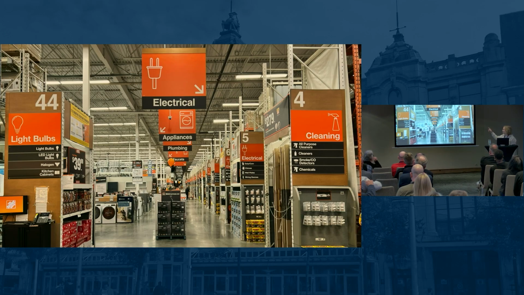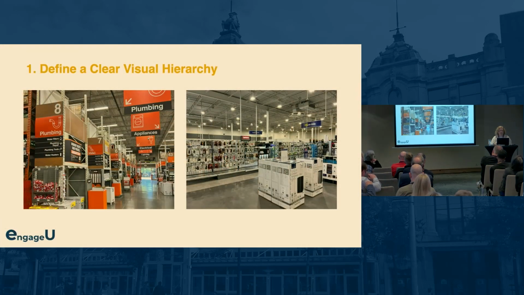So I can say, all right, I'm going to go to electrical or appliances or plumbing first. I'm going to go towards that area, and then I'm going to get more information about what's in the actual aisle. So there might be 3 or 4 aisles devoted to each category, and then I might look through those aisle signs to determine more specifically where I want to go from there. So you have these distinct levels, right? That's an important part of visual hierarchy.